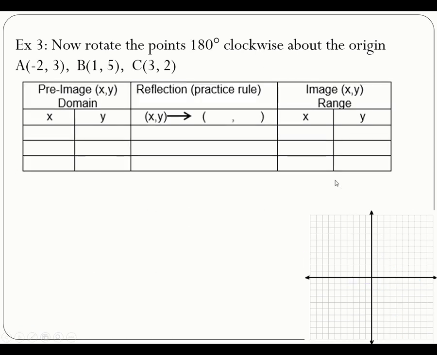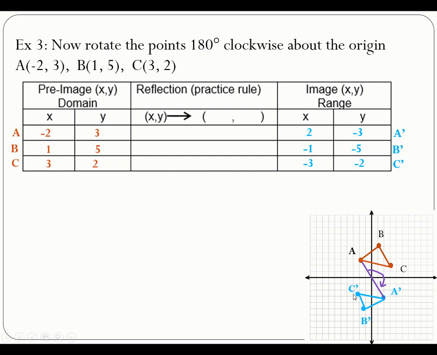So examples 3 and 4, same thing. We plotted our pre-image points on our nifty graph. This time we are rotating 180 degrees clockwise about the origin. So we had to turn our patty paper 2 times. We plotted our points, then we turned our patty paper 2 times, and it landed right there. And then we got our image points. Again, you guys, don't forget, if you ever connect a point to its image, so I connected A and A prime, since I'm rotating 180 degrees, it made a straight line. Pretty cool. So we rotated 180 clockwise, and it landed here.